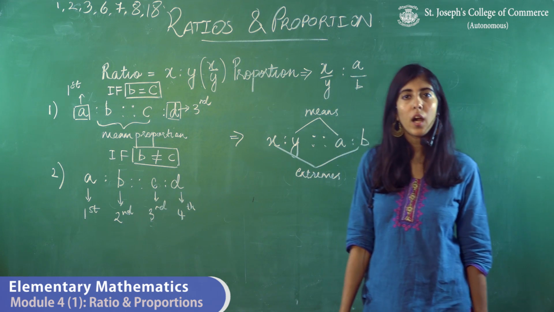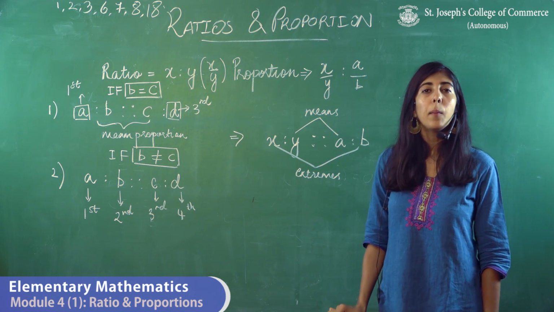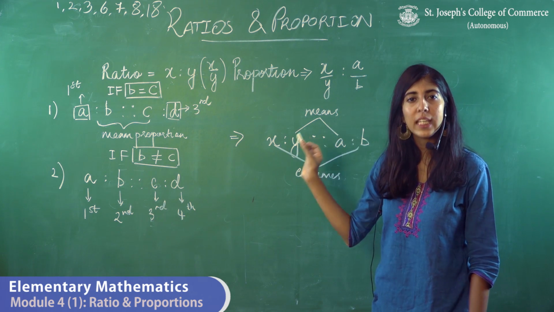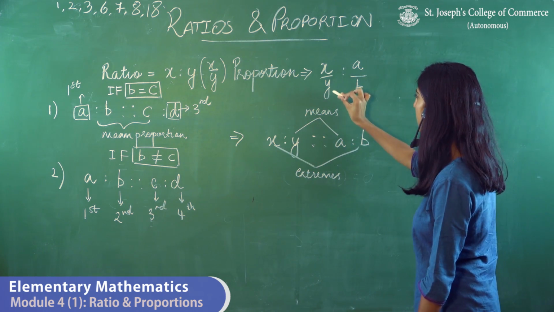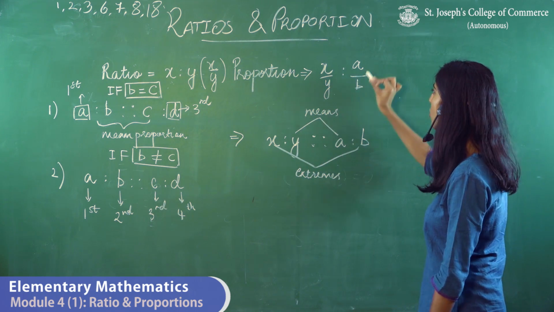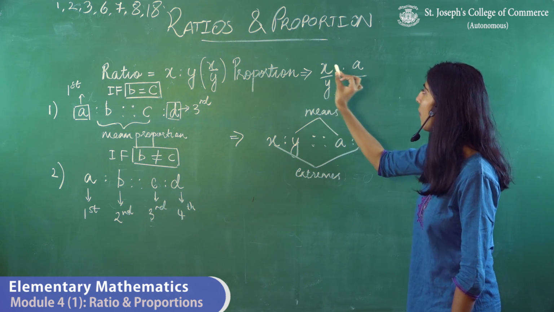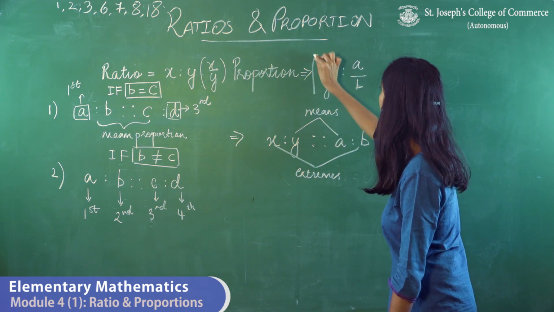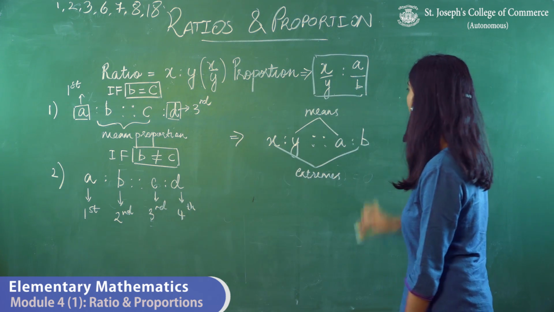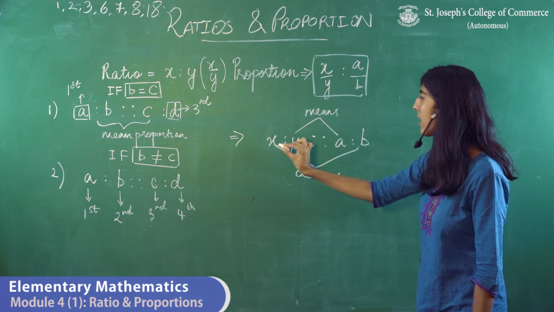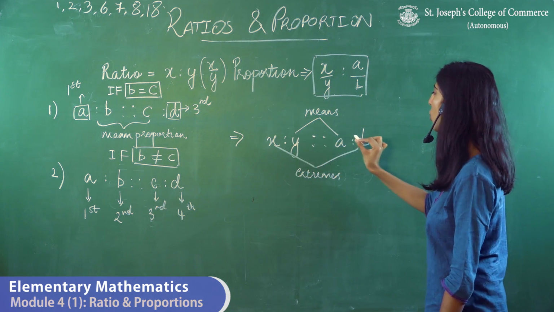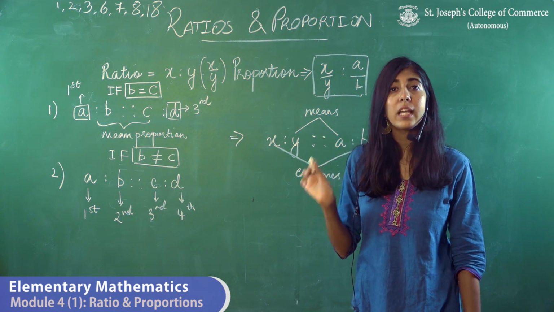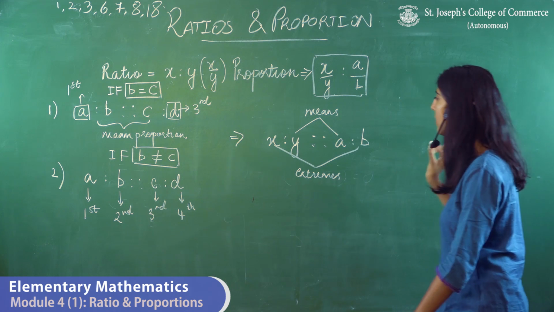The second thing we're going to understand is what a proportion is. Proportion is basically stating that two ratios are equivalent. So when I say x by y, which is a ratio, is equal to a by b, this means that these two ratios are equal. The whole thing is called a proportion. When you expand it, you write it as x is to y is in proportion to a is to b.